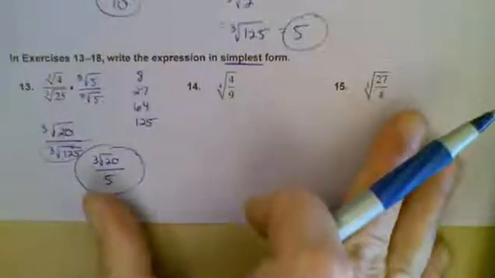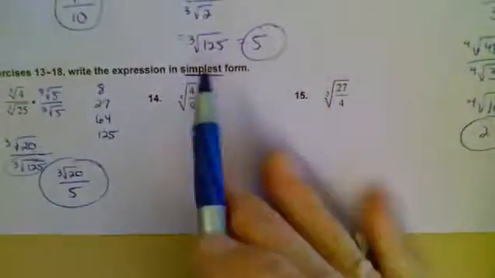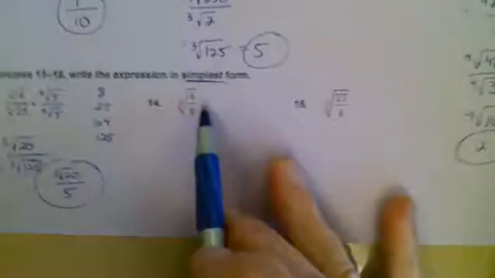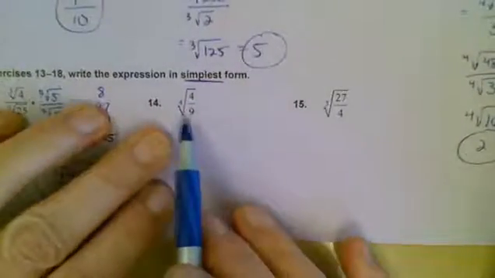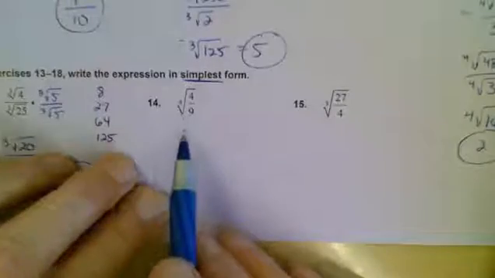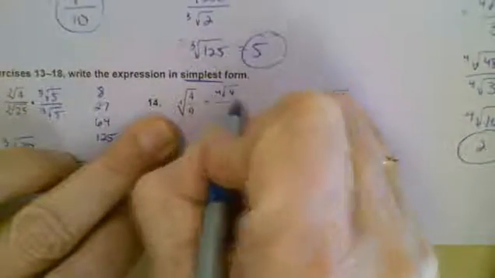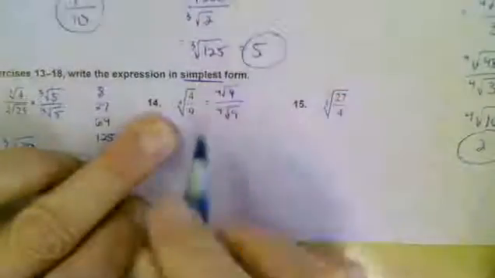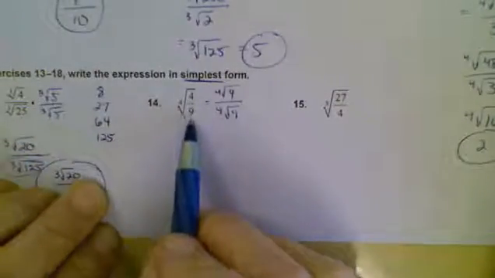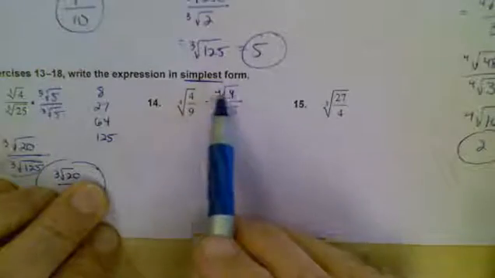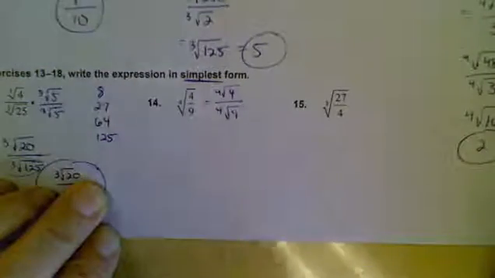All right, so number 14 is fourth roots. And again, 4 divided by 9 doesn't come out evenly, doesn't reduce, so my only option is to rationalize the denominator. Now, if you want to, you can think of it as the 4th root of 4 over the 4th root of 9. If you don't like it all under one radical, just realize it really is just the 4th root of the numerator and the 4th root of the denominator.